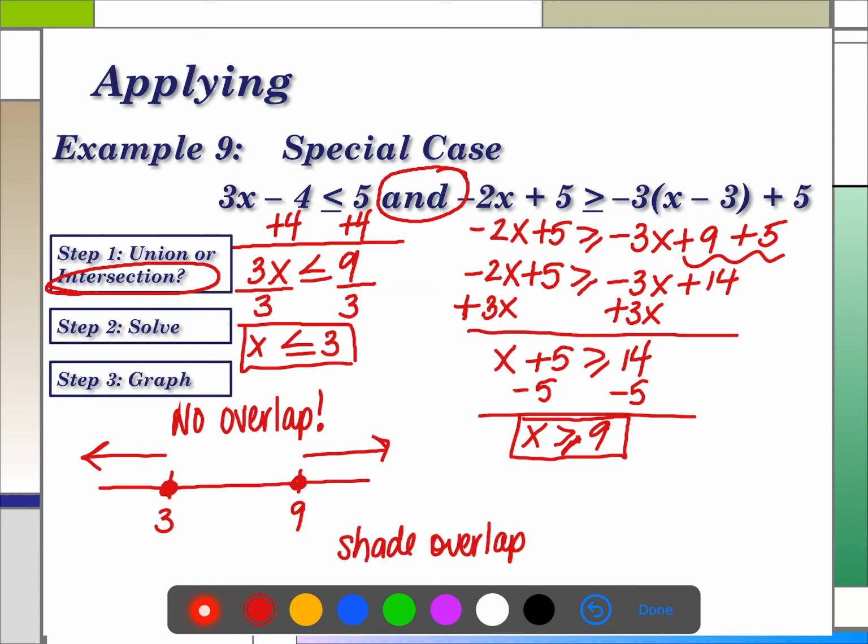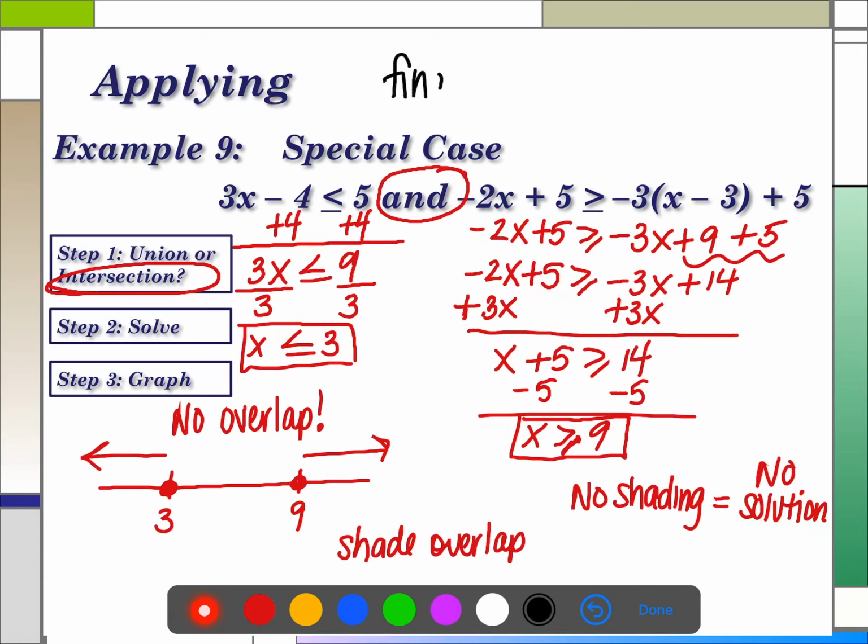Okay, because there is no overlap, you cannot shade. The only place that you're allowed to shade in an intersection is where your arrows overlap. And if that does not occur, then there's no shading. And no shading means no solution. If you cannot shade, there is no answer that can satisfy both of those equations that you got. X cannot be less than or equal to 3 and be greater than or equal to 9.